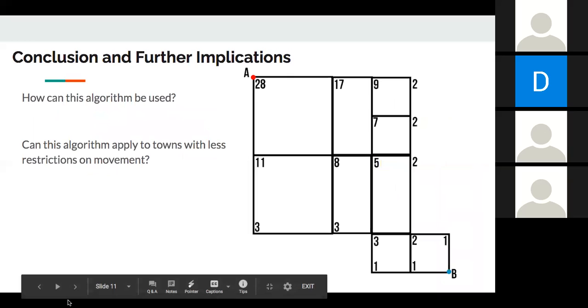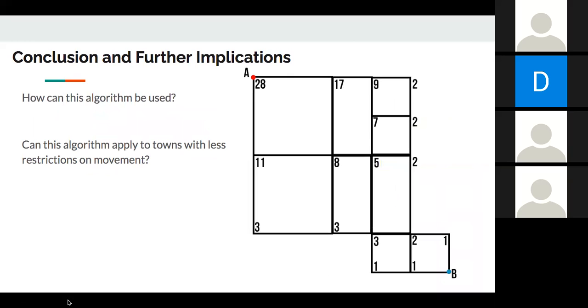So how can this algorithm be used? Another scenario we can use this for is actually school buses. For a school bus, we want the school bus to go to not all the bus stops, but as many bus stops as possible for all the kids. So in that case, we will want to allow school buses to go down the paths.